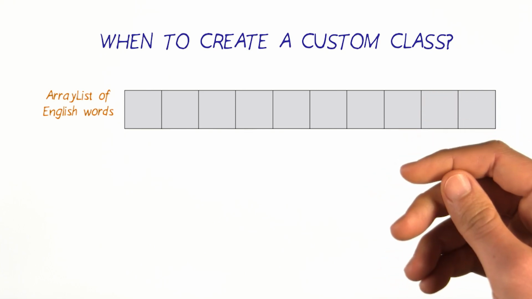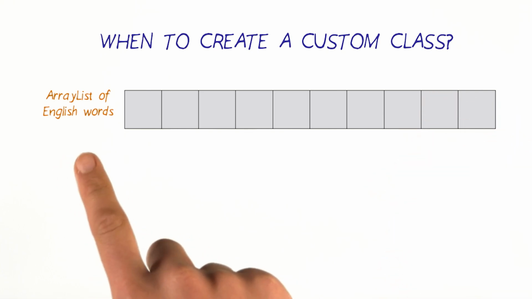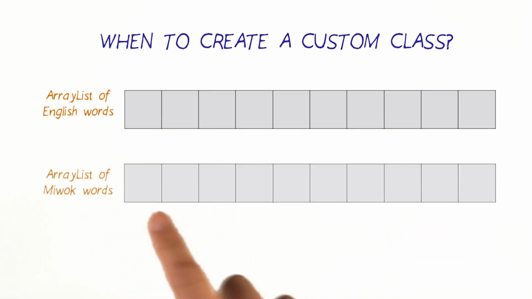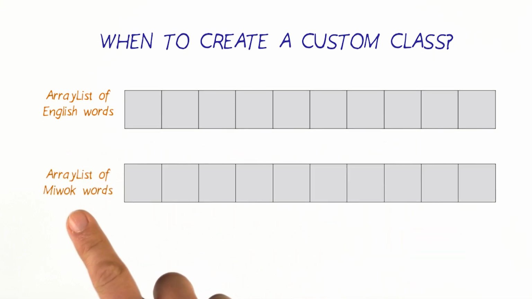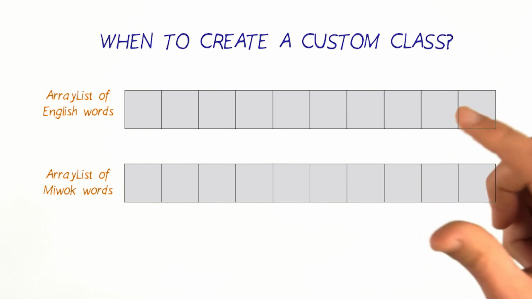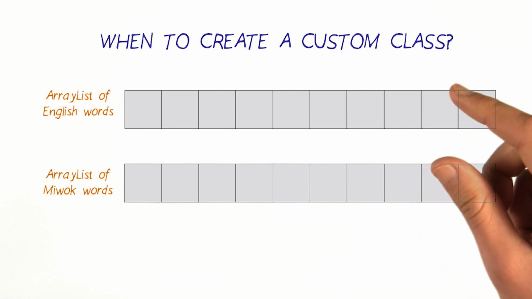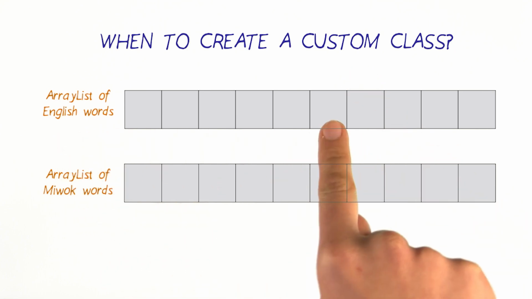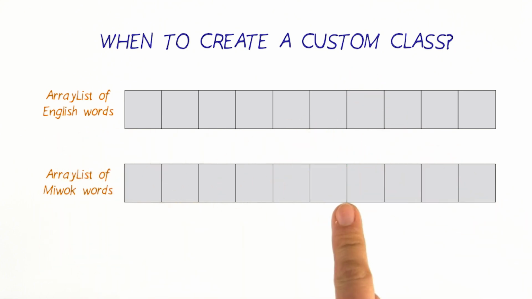Maybe we can apply the same approach as last time. Previously, we had a list of English words that we wanted to store in a certain sequence from 1 through 10. And now we have a list of 10 Miwok words that we want to store. And maybe we should store them in an array list as well. So that seems like it will work out well. Now we just need to make sure that the array adapter constructor allows us to pass in two lists. So one list for the English words and one list for the Miwok words.